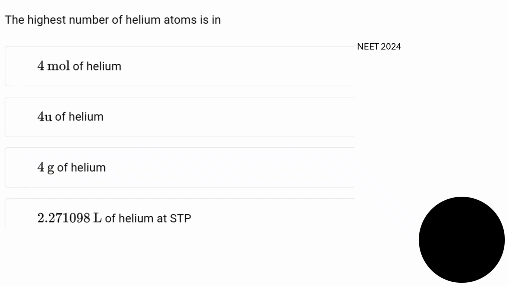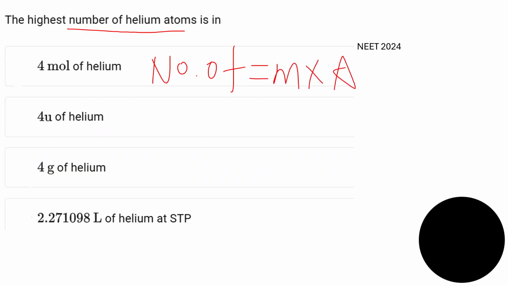Then the highest number of helium atoms is in... I also solved this in the previous two videos. We need to find the number of atoms. The formula for the number of atoms is nothing but moles into atoms per molecule, or atomicity, into Avogadro number. The highest number of helium atoms.